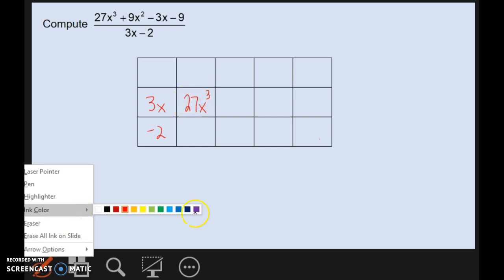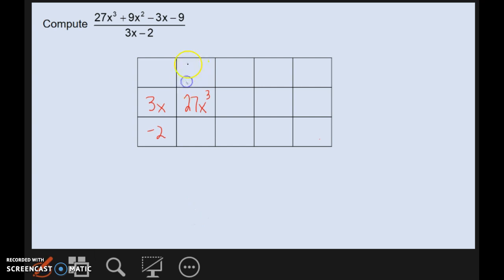So now what I'm looking to do is figure out what goes here. 3x times what gives me 27x to the third? Well, 9x squared. And so that would give me negative 18x squared. Again, along my diagonal are my like terms. I have negative 18, and I want to turn it into a positive 9. So to do that, I have to add 27x squared.